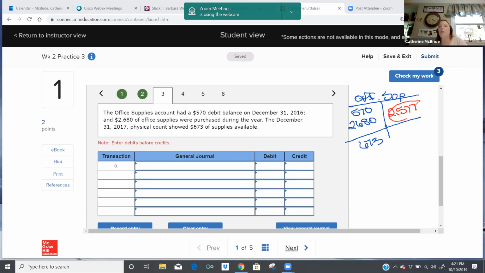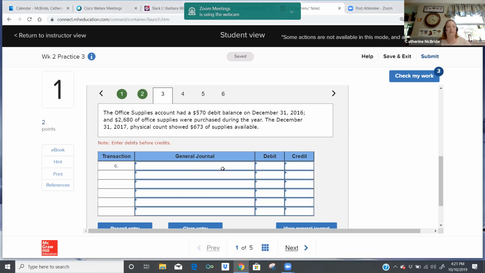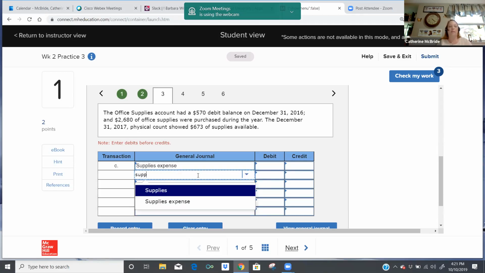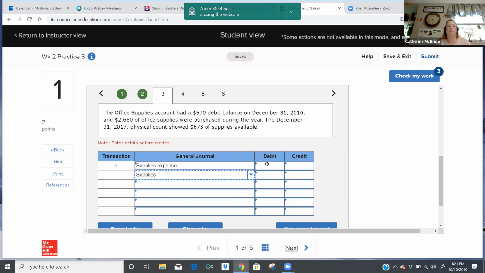Now, what does this $2,577 represent? Supplies used or supplies expense. So I'm going to debit supplies expense and credit office supplies. So I'm going to debit supplies expense to increase it and credit supplies for $2,577.